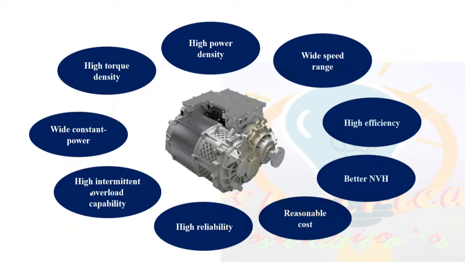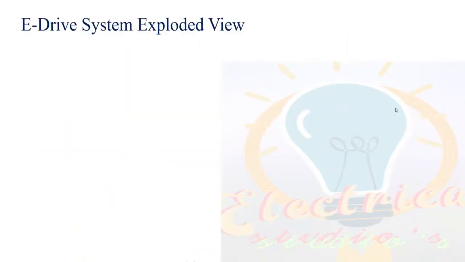That means he might suddenly supply a huge amount of current from the inverter. So the motor and the inverter components should be able to withstand such huge currents. Correct? These are the abilities required from an E-axle. Let us look at an E-axle in an exploded view.